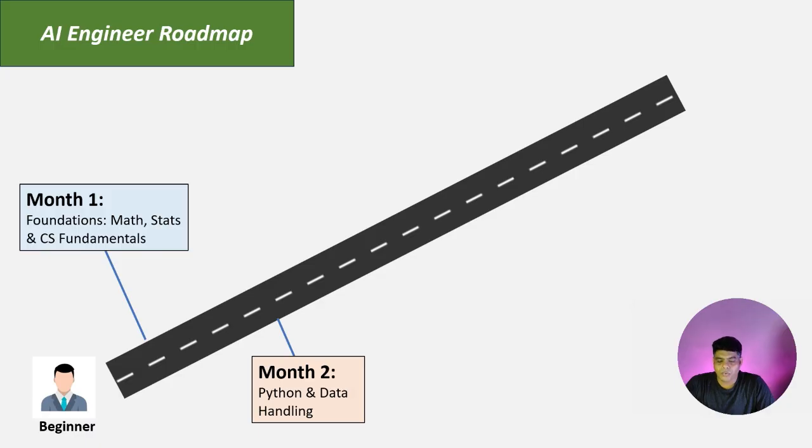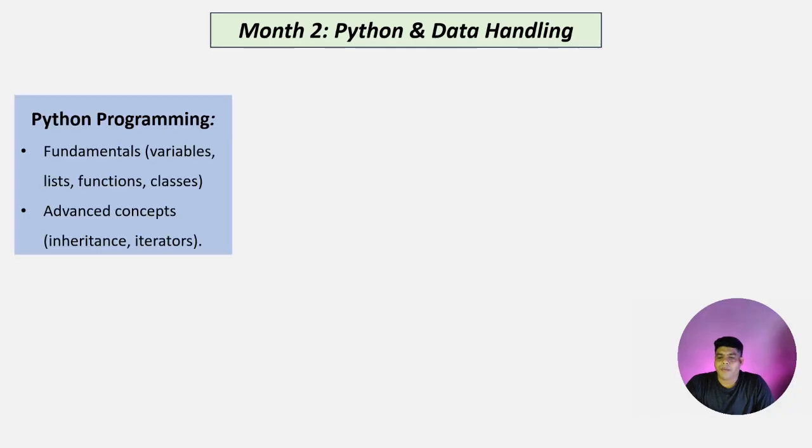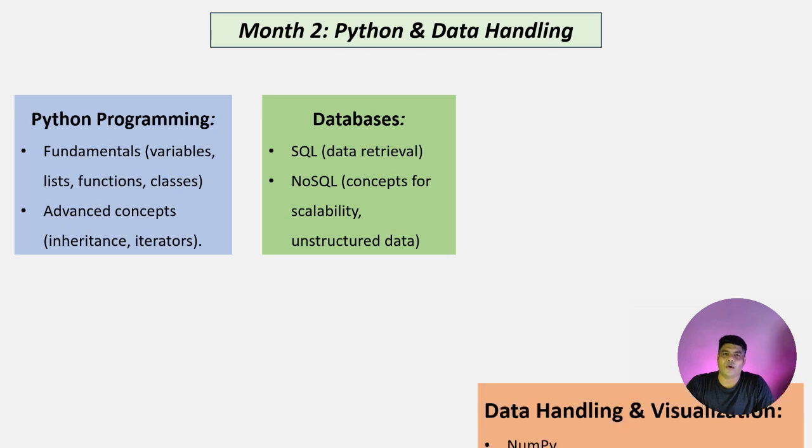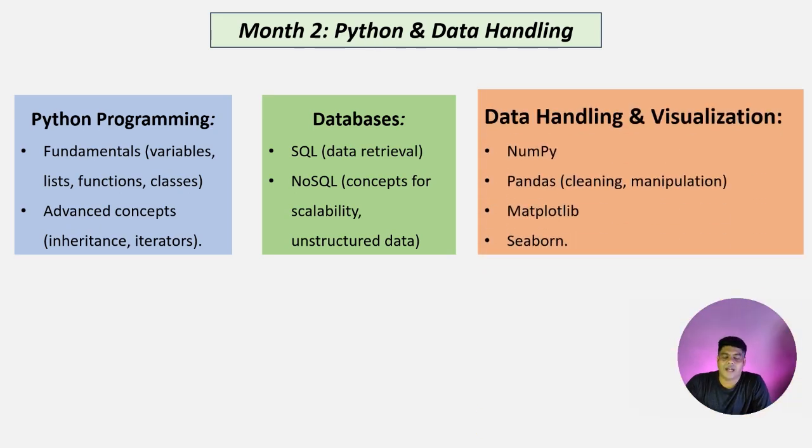Moving on to month 2, where you will be learning about Python and data handling. You need to have a basic understanding of Python programming. You should know fundamentals and some of the advanced concepts of Python to move forward. Get a good understanding of databases, what is an SQL or a NoSQL database and how it works. Get an understanding of some of the highly used Python libraries like NumPy, Pandas, Matplotlib, and Seaborn. These are widely used across the industry for AI and ML work.